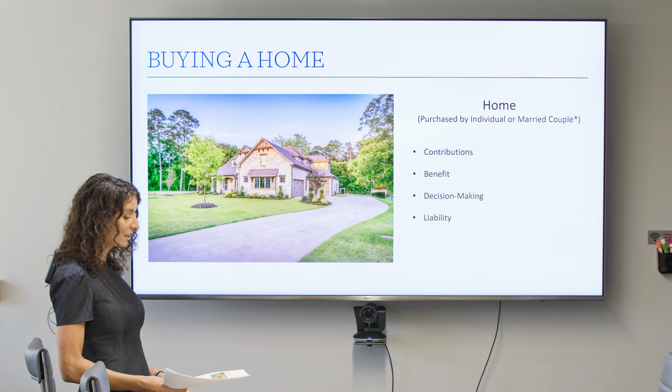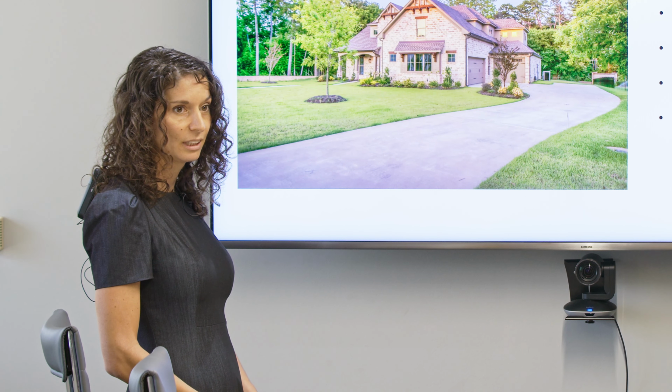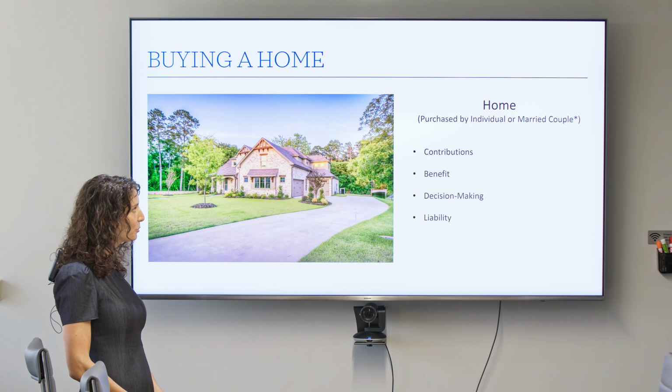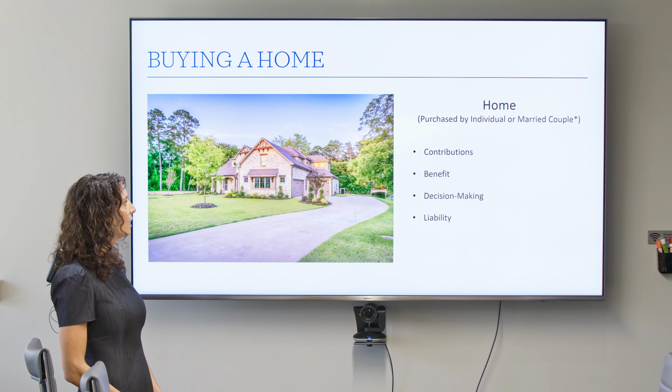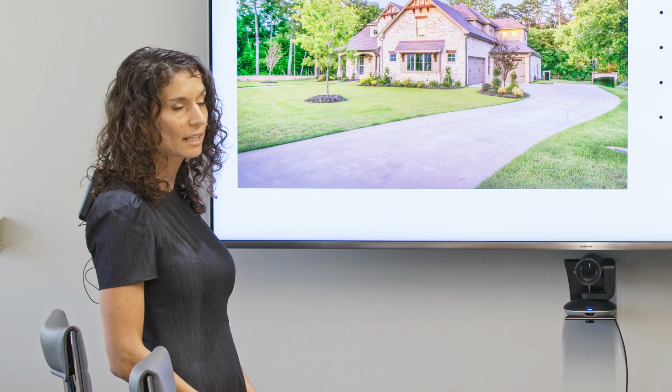Anyone want to guess why there's an asterisk by married couple? I will tell you why I put an asterisk by married couple. It's a unique partnership under the law. We tend to consider married couples like individuals. We can file our taxes together.